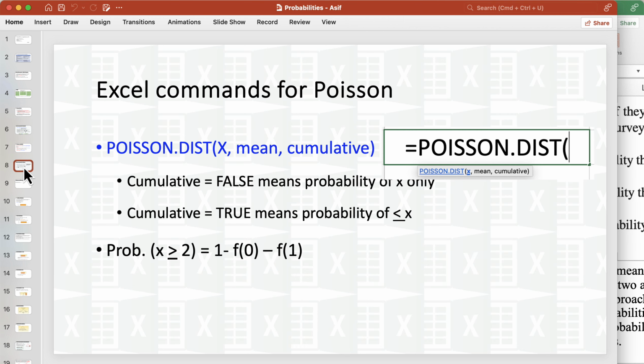We will be doing it using Microsoft Excel, and the formula will be this one: equals POISSON.DIST, which means distribution, and when you enter open parentheses, it gives suggestions. So as you can see, the suggestion will be X, which means the number of occurrences we are interested in, and then mean, and then cumulative. And here is an example.